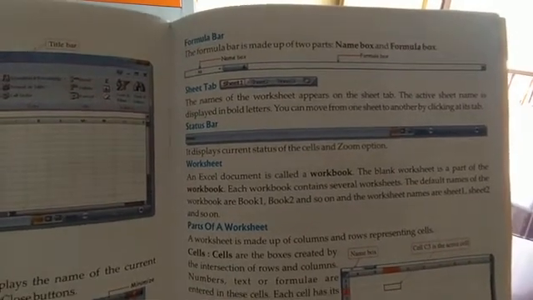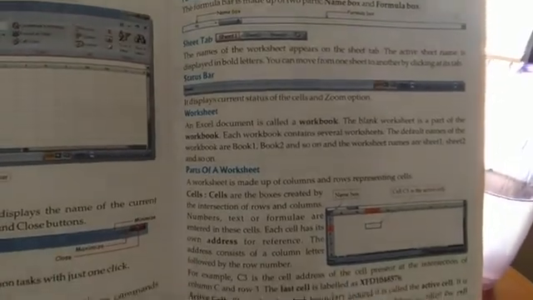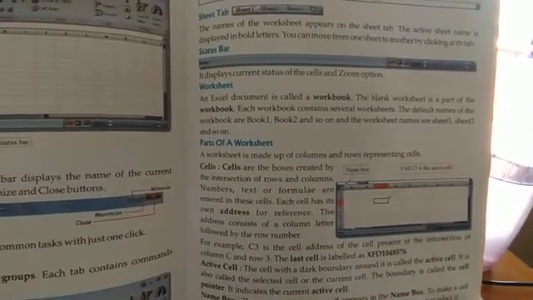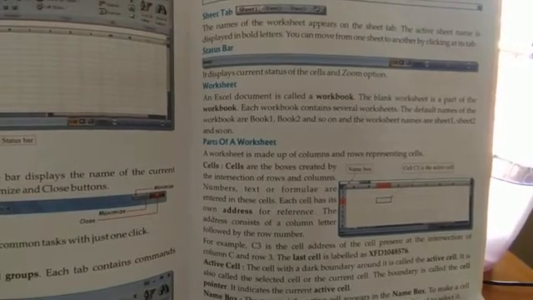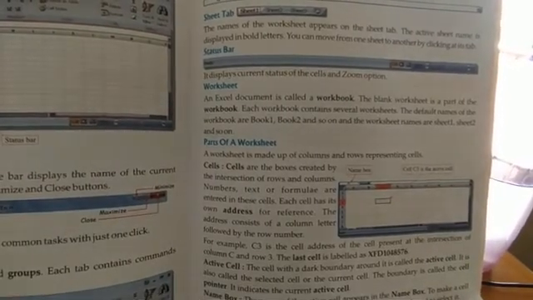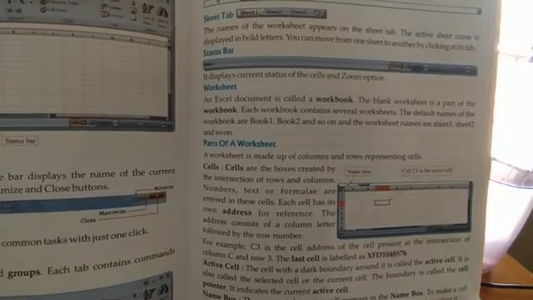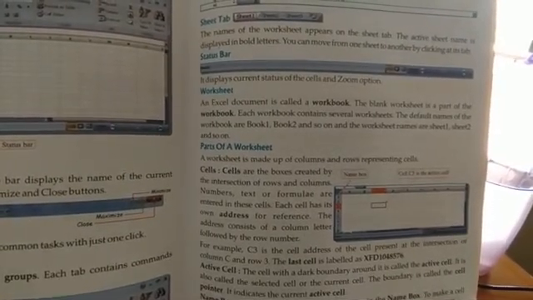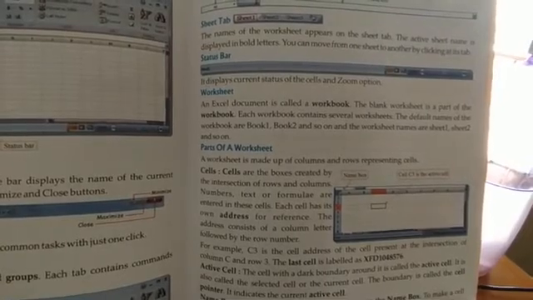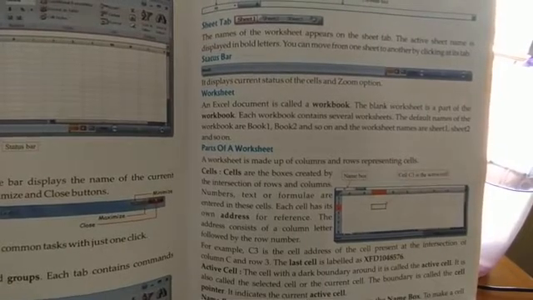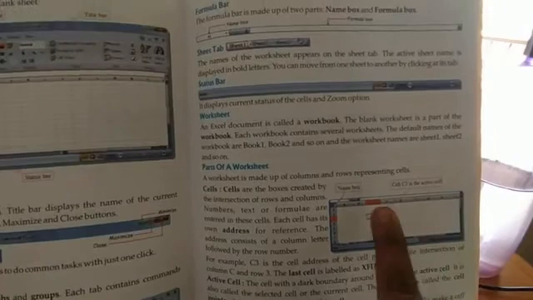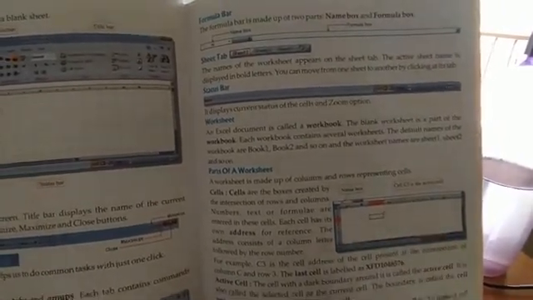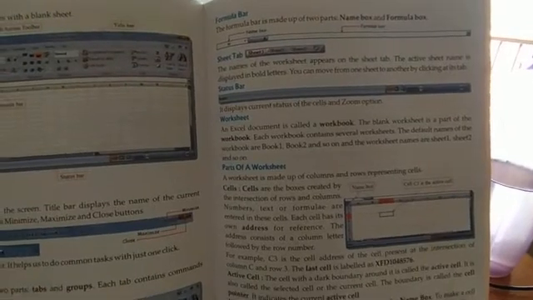Okay, students. Now, parts of worksheets. A worksheet is made up of columns and rows representing cells. You know that cell is the smallest unit of a worksheet. Then what are cells? Cells are the boxes that are created by the intersection of rows and columns. You can see that this is the cell. These are all the cells that are represented by the rectangular box.